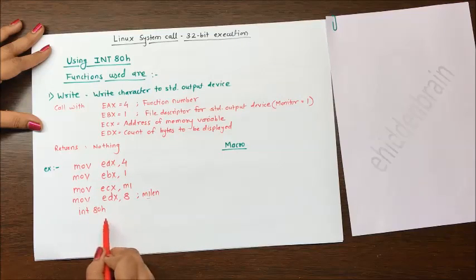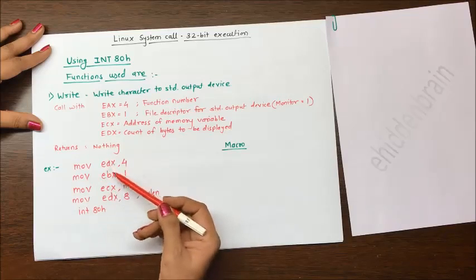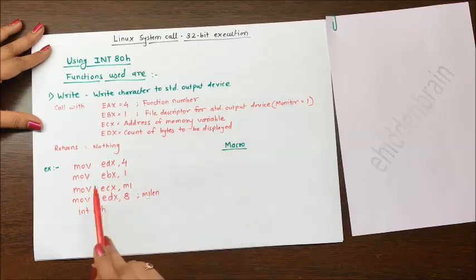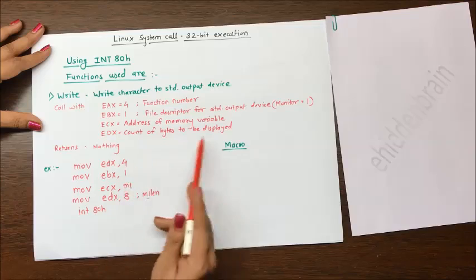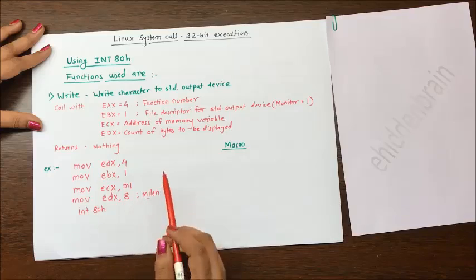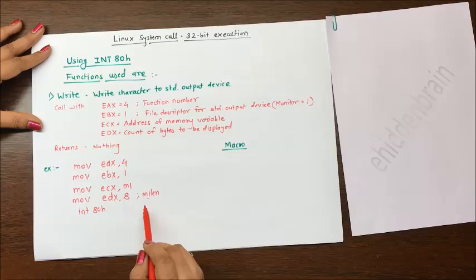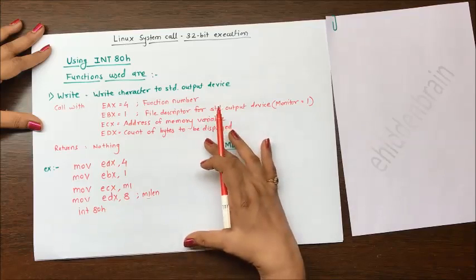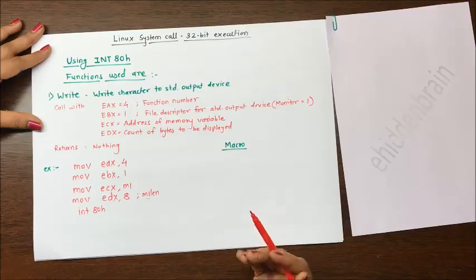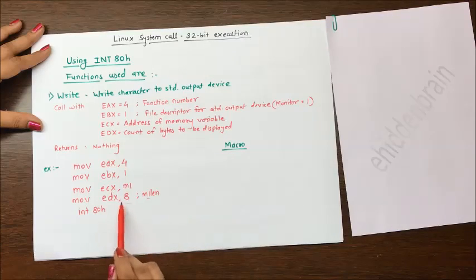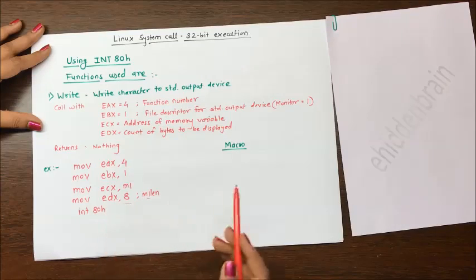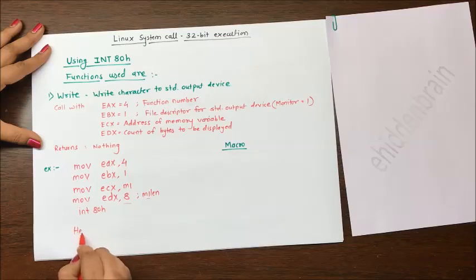When you give this interrupt int 80h, the system checks these registers. It checks EAX for the function number, it checks EBX for the file descriptor, it checks ECX for the address of the memory variable where the data you want to display is saved, and it checks EDX for how many bytes need to be displayed, because in memory much other data is there. Wherever you are saving your data, it is also followed by different data. So you don't want to display that data, so you have to give a particular count of the memory variable, how many bytes should be displayed. So after that, whatever your message, like hello, gets displayed on the screen.